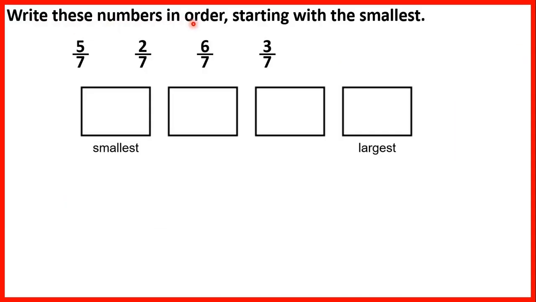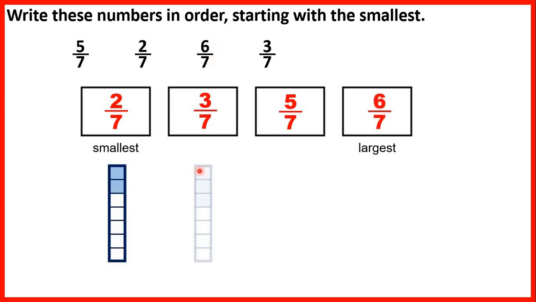Write these numbers in order, starting with the smallest. So we can see that all of our fractions have a denominator of 7. And when fractions have the same denominator, we can compare them just by looking at the numerator. So our smallest numerator is 2, so that means the smallest fraction is 2/7. Then we have 3/7, then 5/7, and our largest fraction is 6/7.